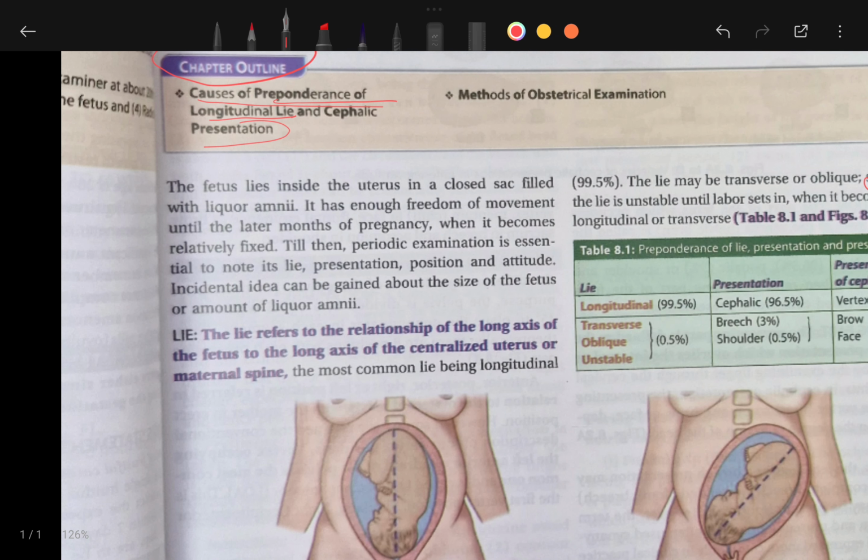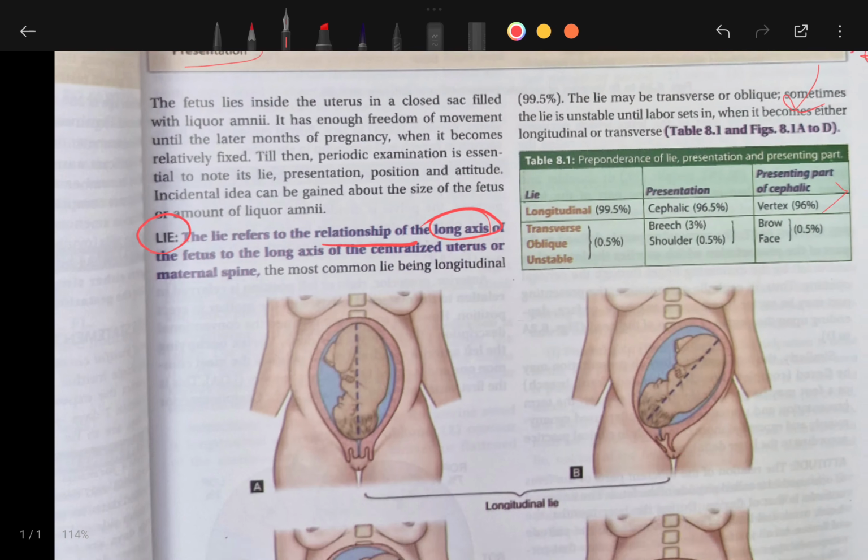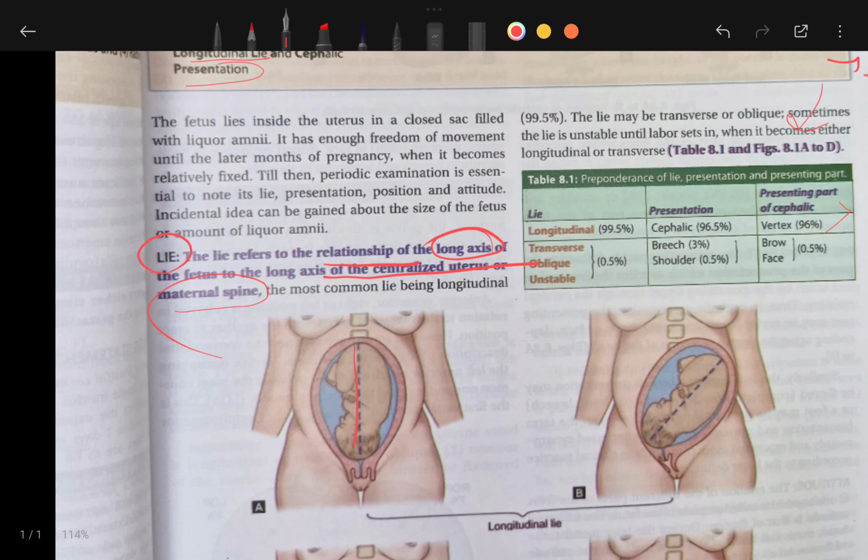What is lie? The lie refers to the relationship of the long axis of the fetus to the long axis of the centrally placed uterus or maternal spine. This is the long axis of the fetus with the long axis of the uterus, the long axis of the mother with the long axis of the fetus. This is known as lie. This is a longitudinal lie because this is making a 0-degree angle. These two lines are parallel. So this is a longitudinal lie which they have presented in this image.